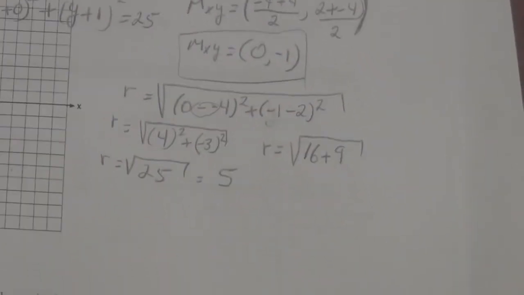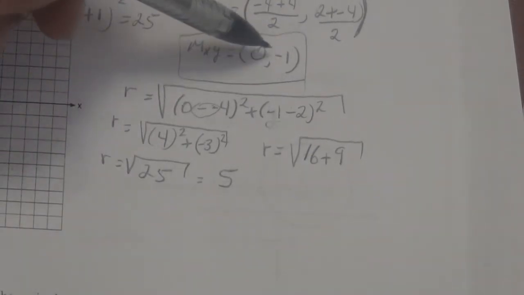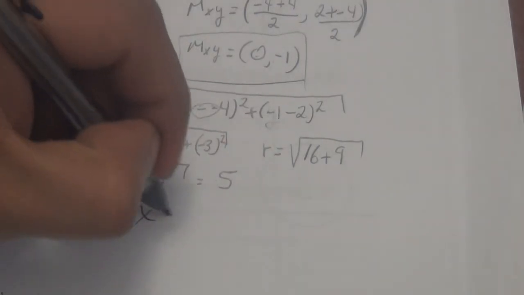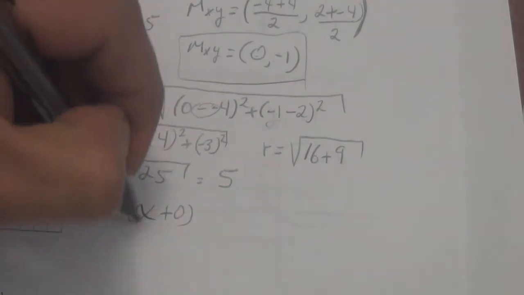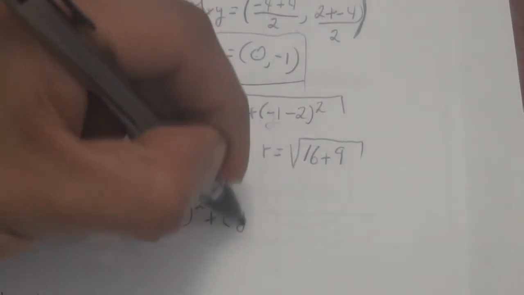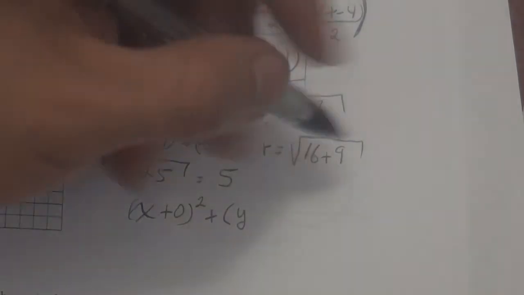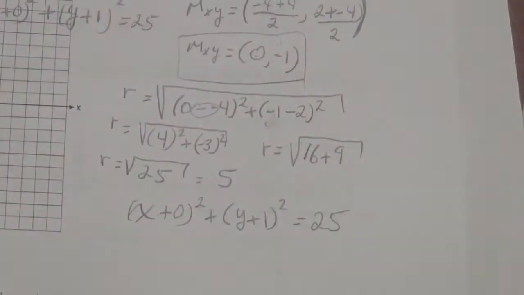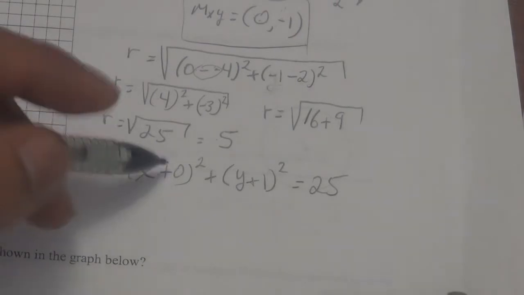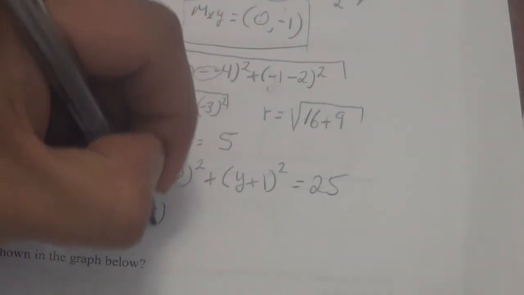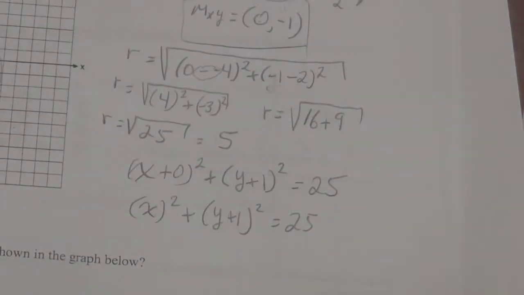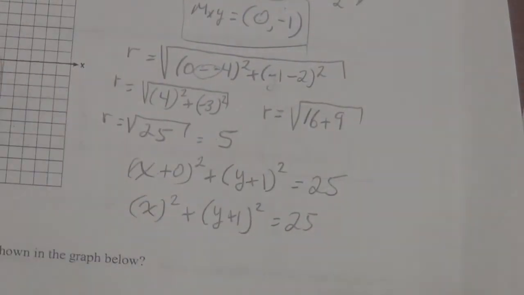Now we can write our equation. Our equation with center (0, -1) and radius of 5: x plus 0 squared plus y plus 1 squared equaling the radius squared. Now, is there another way of writing this? Of course. x plus 0 is nothing more than x, so you just write x squared plus (y plus 1) squared equaling 25, and that's it. So you got it.